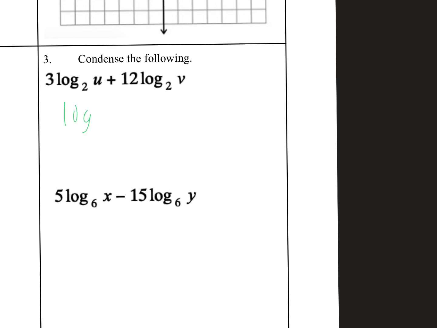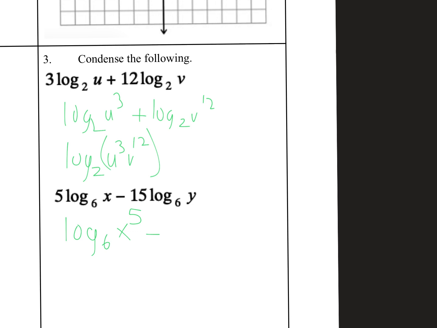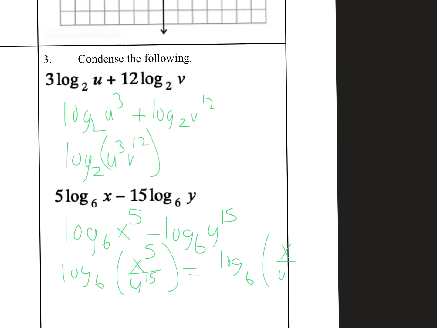Condense. Log u cubed base 2, log v to the 12th base 2, log of u cubed v to the 12th base 2. I could rewrite that as uv to the 4th, all of that cubed, but I'm not going to do that this time. Log of x base 6 to the 5th minus log of y base 6 to the 15th, which is log of x to the 5th over y to the 15th. As I said, I'll write it this time. I could write that as x over y cubed to the 5th. I would take either one.